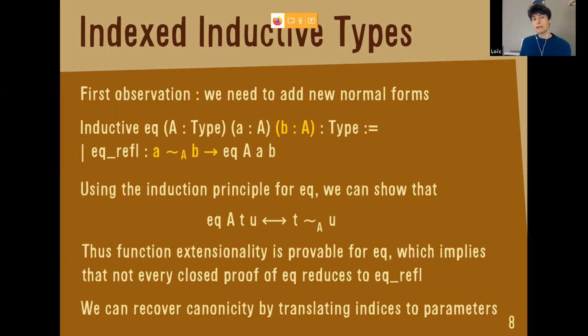And if we add this, then we recover the canonicity theorem, in that every closed proof of equality in our new type theory will actually reduce to a proof by reflexivity, well, at least this extended reflexivity. So it will pack the proof of observational equality, basically.